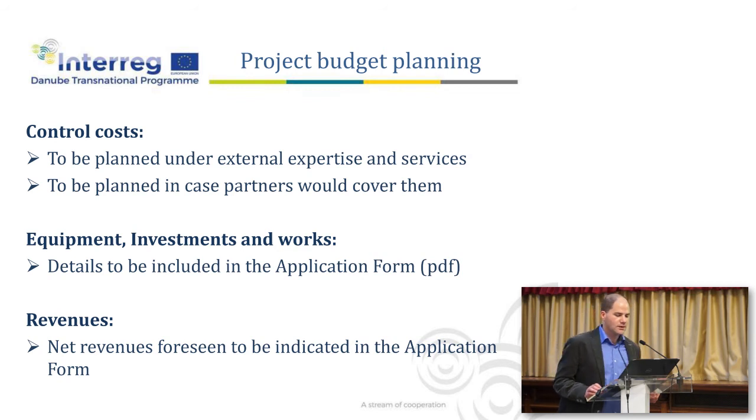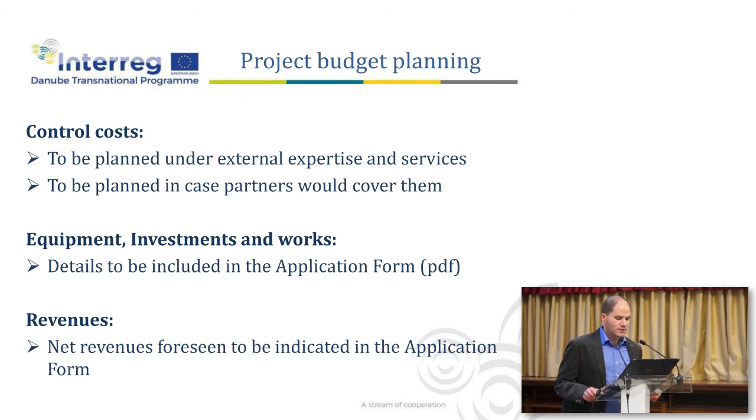Control costs have to be planned under external expertise and services. It's a national level kind of design element, because each country has a different control system. In some systems, partners are expected to cover the costs of control by themselves. In some other countries, this is not so. Basically, at the central level, the control is performed, and the partners are not expected to cover any kind of costs. There is even a case where there is a centralized system, but you still have to pay the cost, even though the control is done on the central government level.